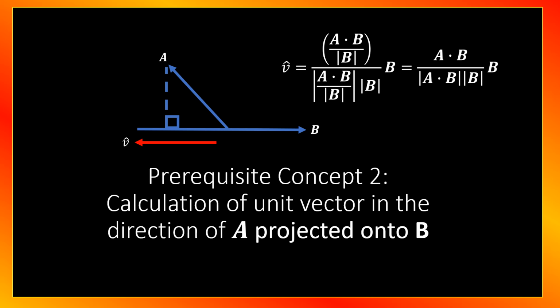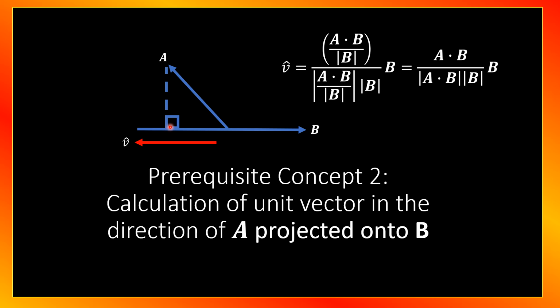Now we're going to discuss a second prerequisite concept. What this is about is the calculation of a unit vector in the direction of A projected onto B. So the tail is going to be over here, and the head of this vector will be over here. That is A dot B over the magnitude of B multiplied by B. It's going to be this vector over here. Its tail is going to be over here, and its head is over here.